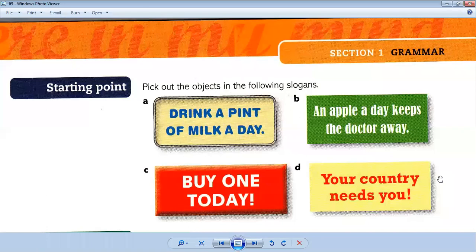Drink a pint of milk a day. Where is the object in this sentence? That is correct, as you thought. Milk. That's right.